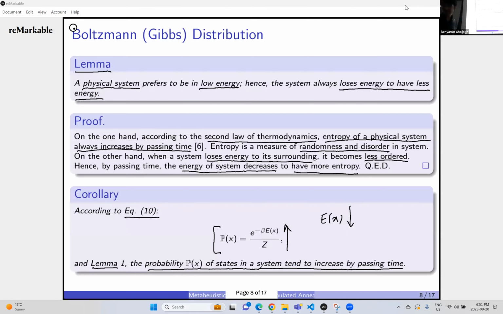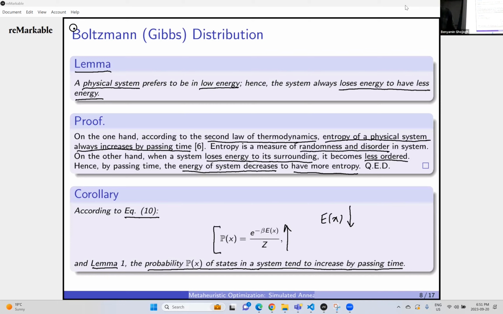Okay, then we talked about the fact that a physical system prefers to be in low energy. So answering your question, why do we need energy in our probability? Because the physical system tends to have low energy. Therefore, the lower the energy, the higher the probability, right? And hence the system always loses energy to have less energy.